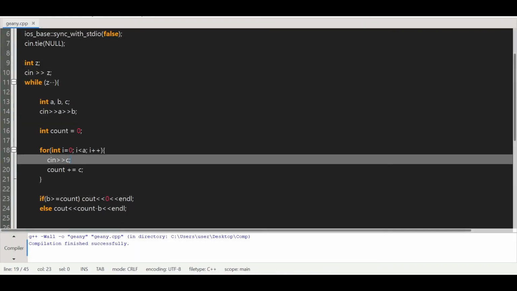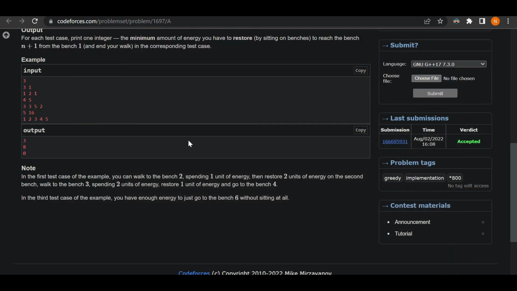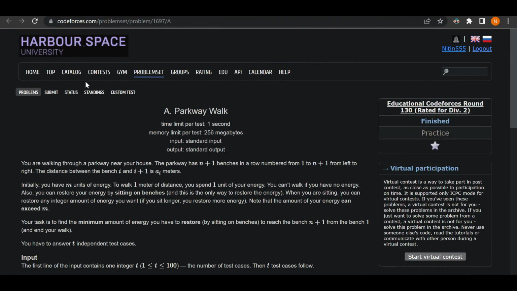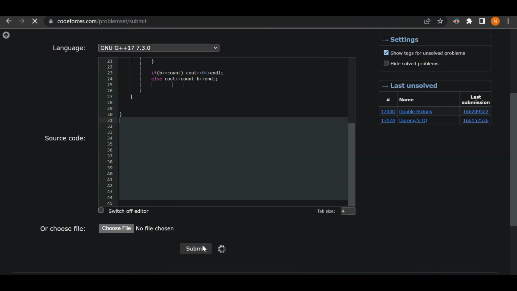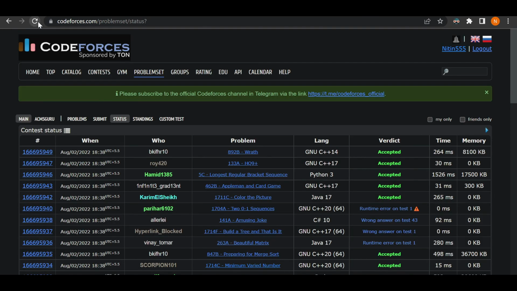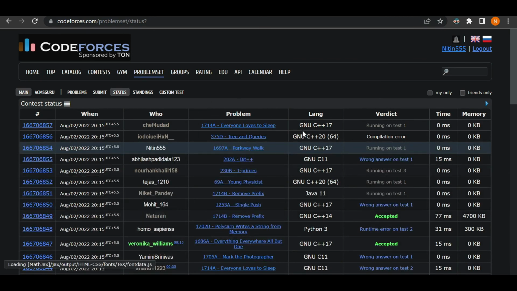So I'll just copy this and let's submit. Okay, it's running, and it's accepted. So that's how you solve this problem.